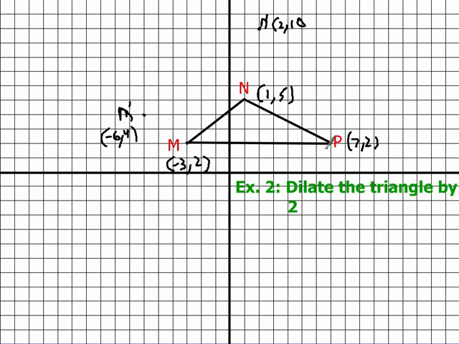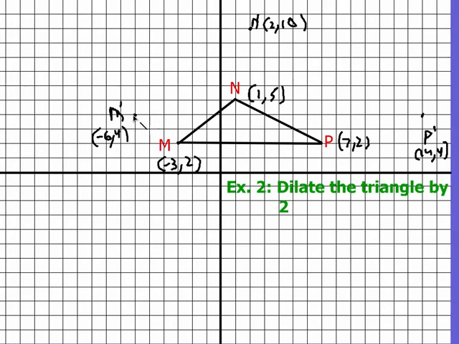Same thing for P. I'm at 7, so I need to go to 14. Here's 7, 8, 9, 10, 11, 12, 13, 14. And I'm at 2, so I need to go up to 4. That point right there is going to be P prime, and that's at 14, 4. So now, if I draw my triangle in, there's one side, here's the other, and there's my third side. You should see this triangle is twice as big as this triangle. All I did was multiply each one of the coordinates by 2.